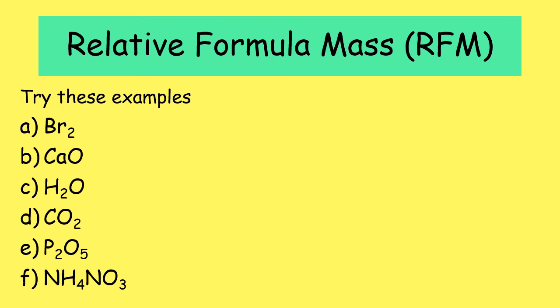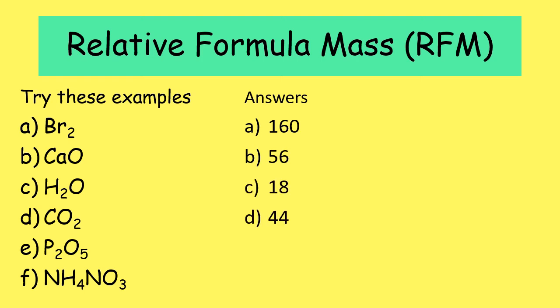So hopefully everyone who's paused the video has now restarted the video and you've got some answers. So what you should find is that for bromine, Br2, it's 160, for calcium oxide 56, for water, which is H2O, 18, for carbon dioxide, CO2, should be 44, for P2O5 it should be 142, and for ammonium nitrate, which is NH4NO3, it is 80.